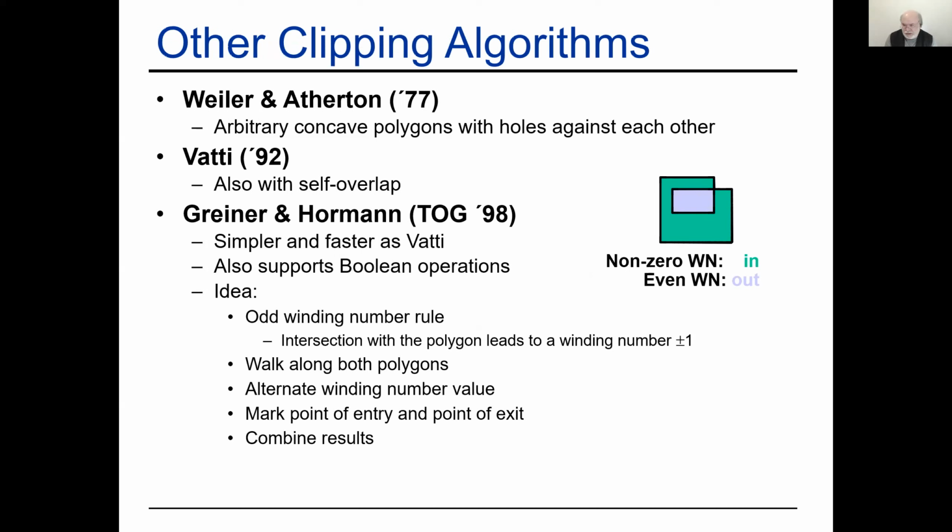There's a number of other clipping algorithms that I don't have time to actually go into. There is the Weiler-Atherton algorithm from 1977 that allows to even clip concave polygons that might contain holes, and you can clip them against each other. There is the Vati algorithm from 1992, where these polygons might actually overlap themselves. So there's you see this here on the right? So the polygon overlaps itself.